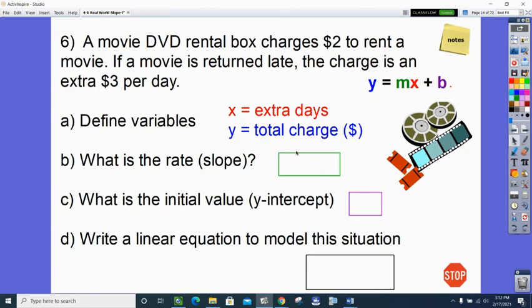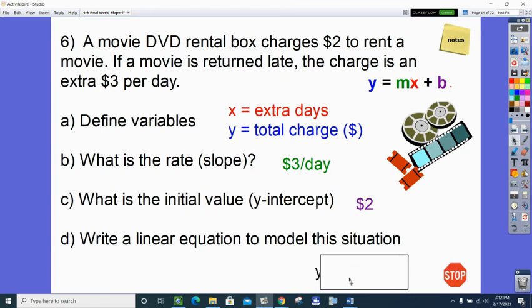That makes sense. So what is your slope? I kind of just gave this one away. And notice it's $3 per day. What is the initial value? That would be your $2 that you paid. Can you now write your slope-intercept equation? Y equals mx plus b. So what if you were, say, 20 days late? 3 times 20 would be $60 plus 2. You would pay $62 for that silly movie rental. So that's not a good idea.